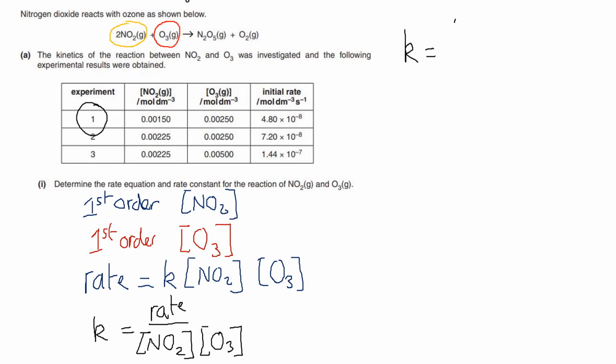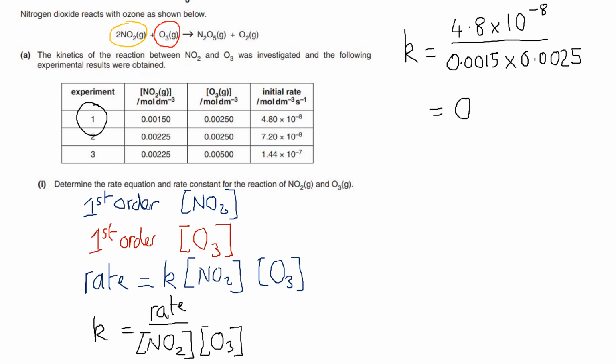So the rate is 4.8 times 10 to the minus 8. And then you're dividing by the concentration of the NO2, which is 0.0015, times by the concentration of the ozone, which is 0.0025. And when you put that into the calculator, you get a value of 0.0128.